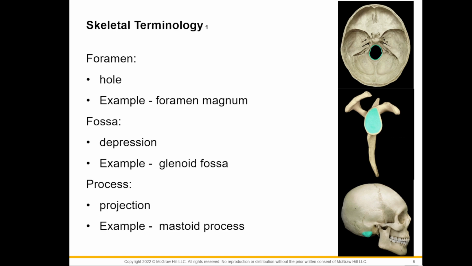When you see the word fossa, it means a depression. So as you can see here, the highlighted part here is actually a depressed part of a bone, and we call that the glenoid fossa. When you see the word process, it means a protrusion or a projection. As you can see here, there is this part of the bone that forms this triangular formation because it protrudes out of the skull, and we call that the mastoid process. So when you see the word process, it means projection or protrusion.